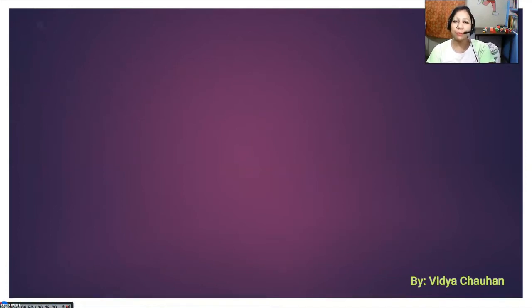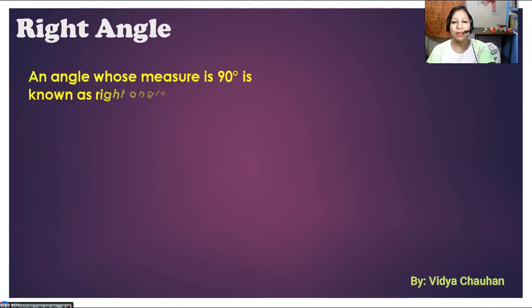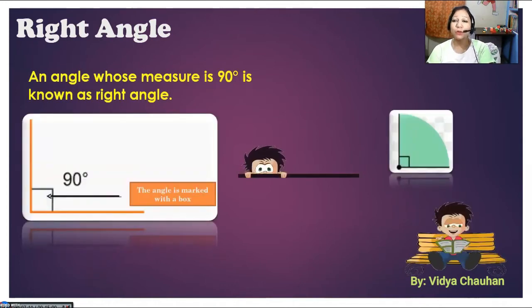Moving forward with the second type of angle, which is a right angle. So, what is a right angle? An angle whose measure is exactly 90 degree is known as a right angle. Here, as you can see in the picture, there is an angle with exact 90 degree measurement. Whenever there is a right angle, we always show it with a square box. This is a special symbol which we use only for 90 degree angle. So, whenever you see this kind of box in any angle, that means it is a right angle.